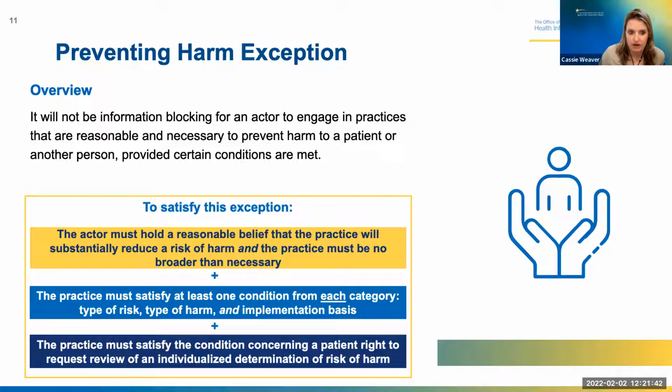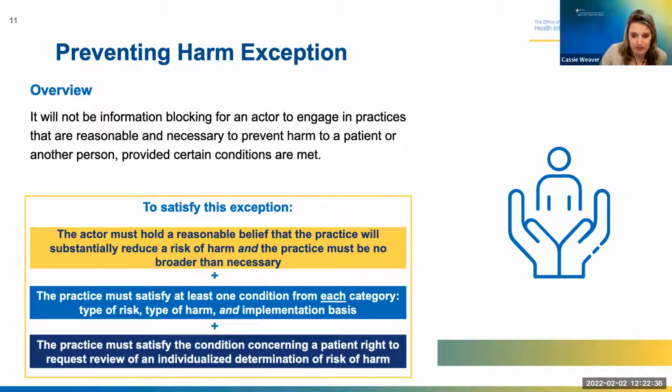In this instance, the risk of harm that the practice is implemented to substantially reduce can either be determined on an individualized basis or it could arise from bad data. In this case, where the practice interferes with the patient's access, exchange, or use of their own EHI about the patient herself, the practice has to be used to substantially reduce a risk of harm that is reasonably likely to endanger the life or physical safety of either the patient or of another person. So in this situation, the harm that is being reduced must be reasonably likely to endanger the life or physical safety. So this is about a physical harm.